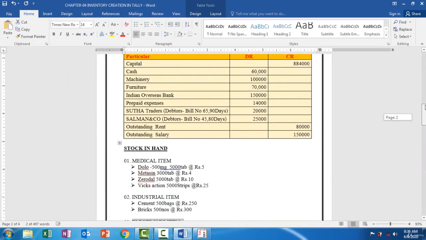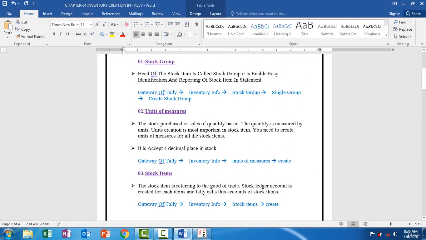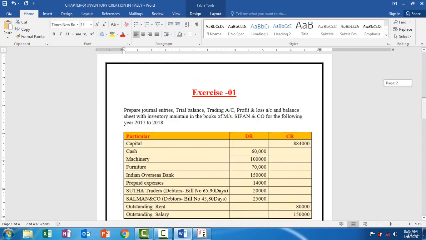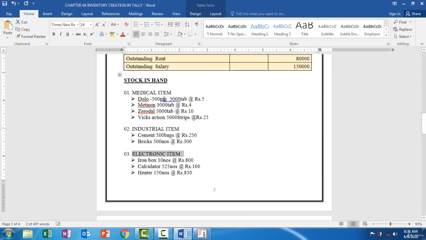So the second process is unit of measures. It means that we have to enter the quantity based measurement. So if you look at this question, the 500 milligram tablet is measured by tabs, Metazine 3000 tab, Zerodol 5000 tab. So tab, and the cement is bag, measurement bag, bricks numbers, iron box numbers. So there are 4: tab, strips, bags and numbers. So I'm going to be under the measures.